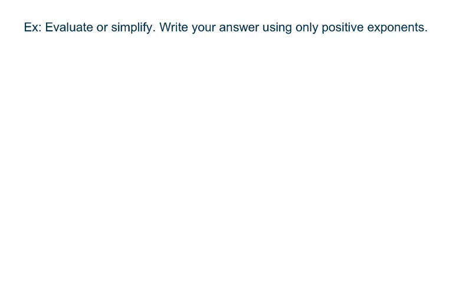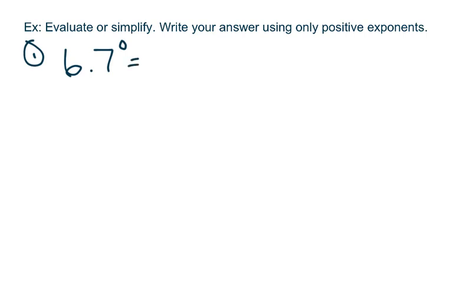All right, let's try a couple of examples here. Directions say evaluate or simplify. Write your answer using only positive exponents. So we're probably going to need to use that negative exponent property to simplify some things here. So let's start with number 1. We're going to start with a fairly easy one. 6.7 to the 0 power.